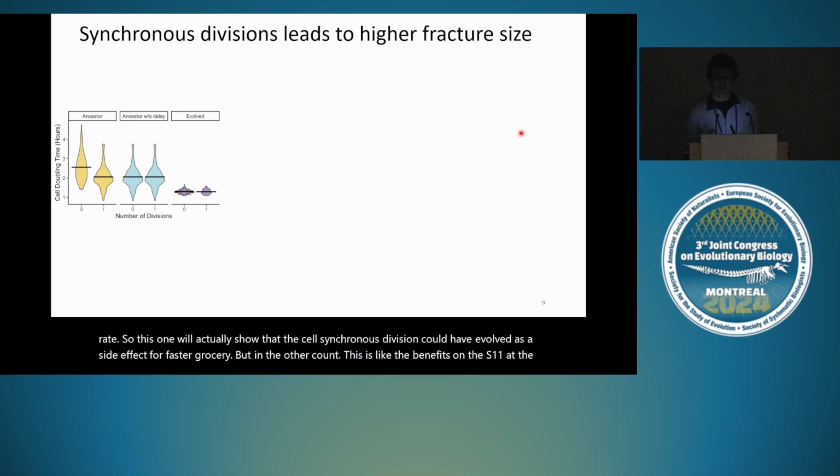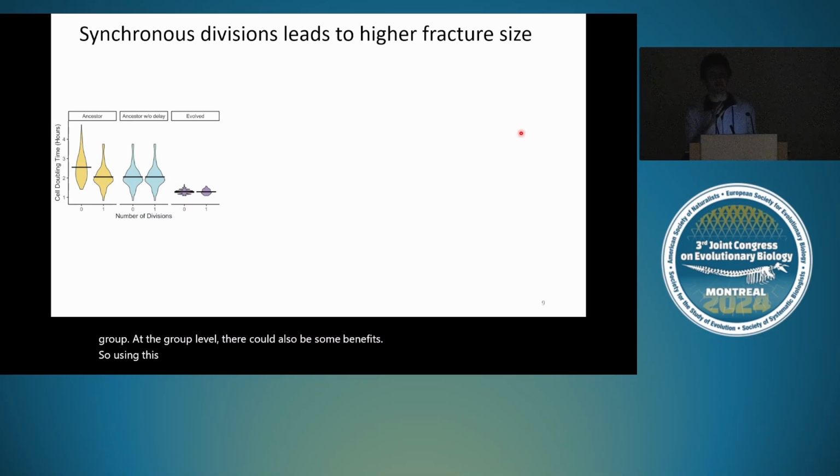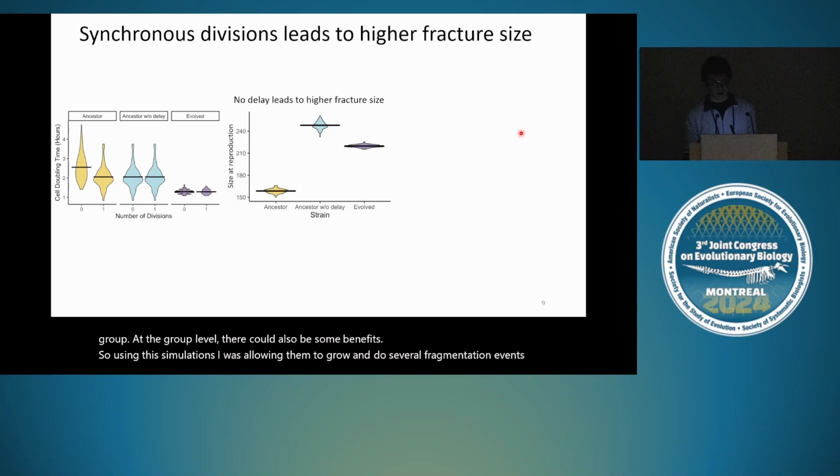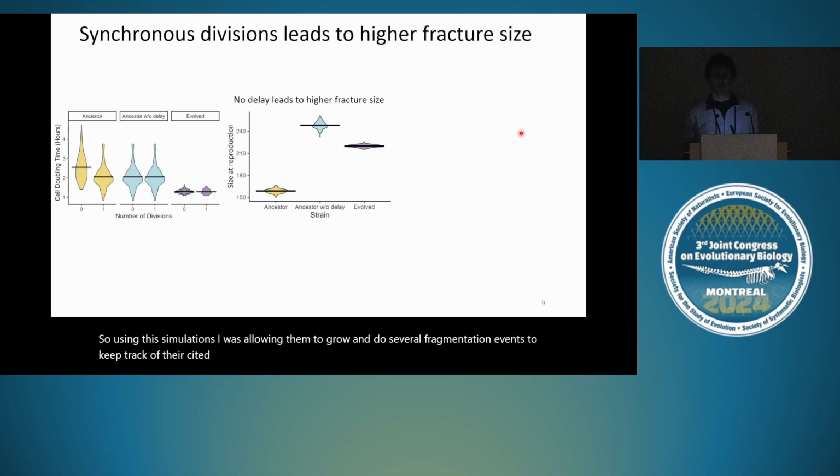At the group level, there could also be some benefits. So using these simulations, I was allowing them to grow and do several fragmentation events to keep track of their size at reproduction, because the bigger the cluster is, the more likely it is going to survive the settling selection. And here we can see that both of the synchronous dividing strains have a higher fracture size, a higher size at reproduction than the ancestor that is dividing non-synchronously.